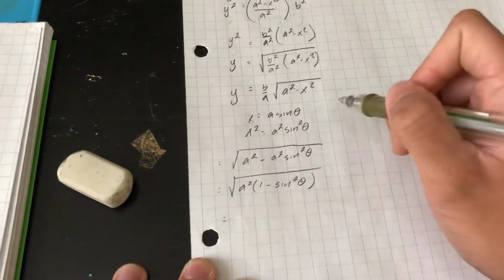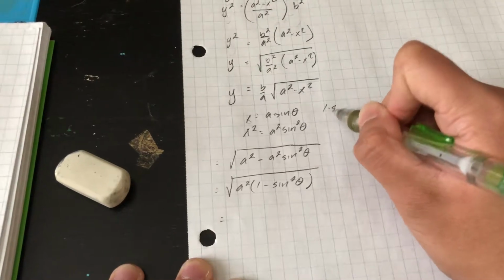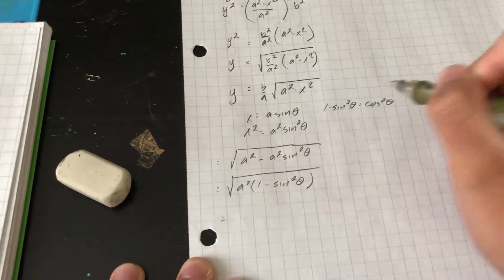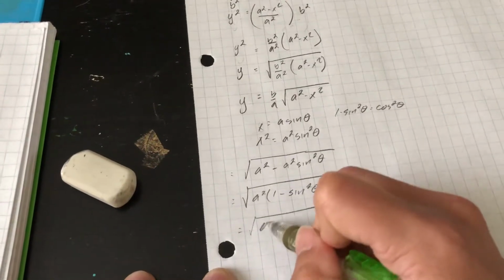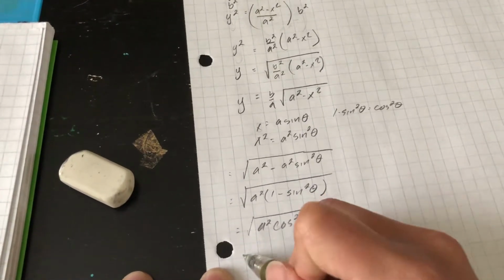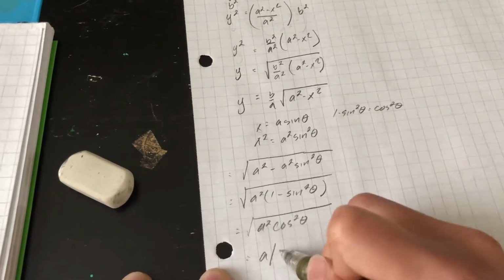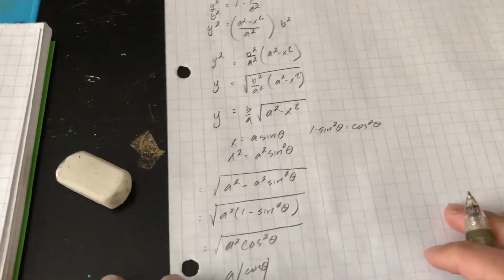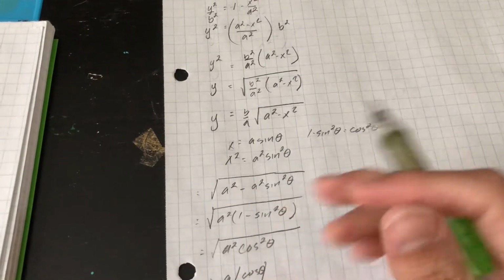And since one of the identities, a trig identity, says 1 minus sine squared theta equals cosine squared theta, we can switch this 1 minus sine squared theta to be a cosine squared theta. And at this point, this simplifies to a cosine theta. This is what y is.